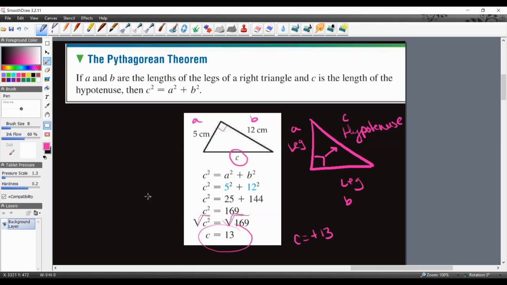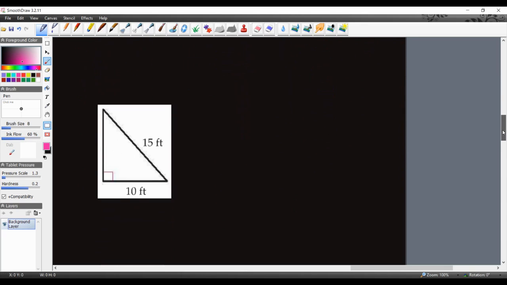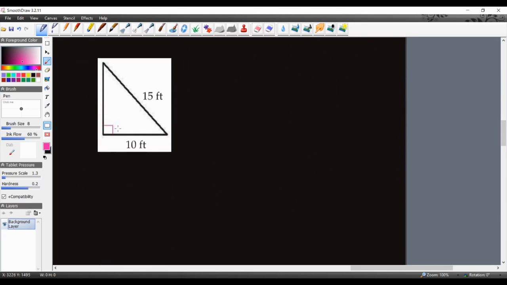I know that in other classes you might have said the square root of this is going to be plus or minus 13. But we don't want the minus because that would give us a negative number, and that would not make sense in this problem. Okay, so just one more example that deals with the Pythagorean theorem going the other way.